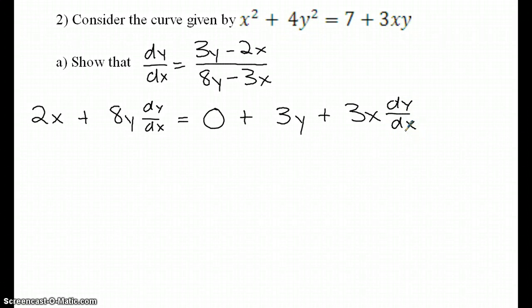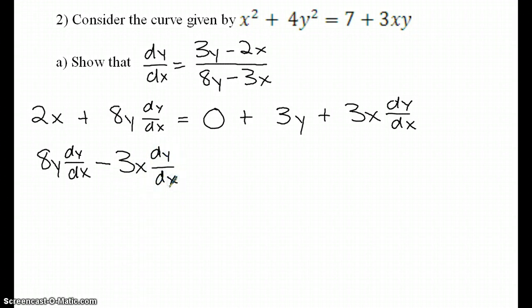Okay, so now we're going to combine all of our dy/dx's on one side, and we're going to put all of our other terms on the other side. So I'm going to gather my dy/dx's on the left. I'll have 8y dy/dx minus 3x dy/dx. So they just take the term. It's going to end up over here by subtraction, and so we're just going to basically change the sign. Equals, you can drop out the 0, 3y minus 2x.